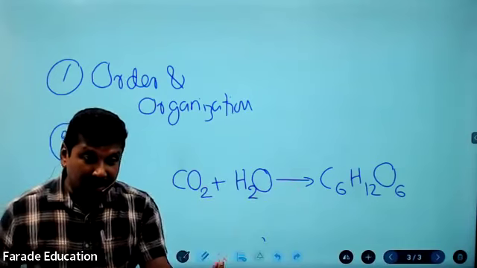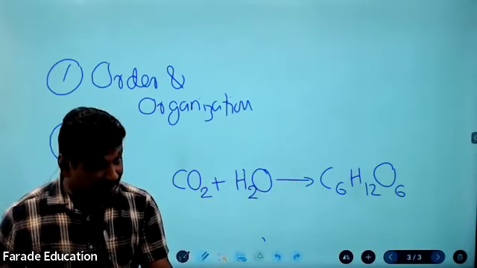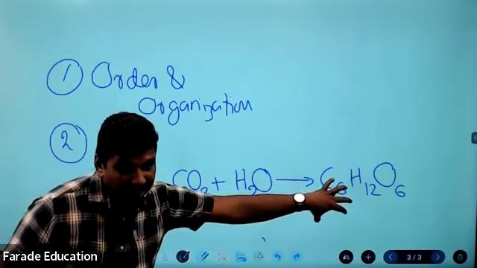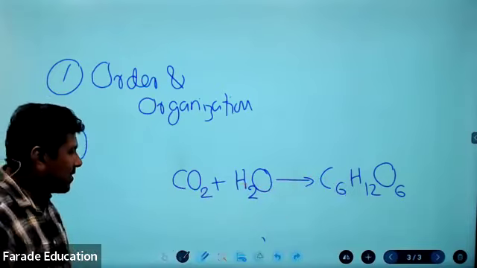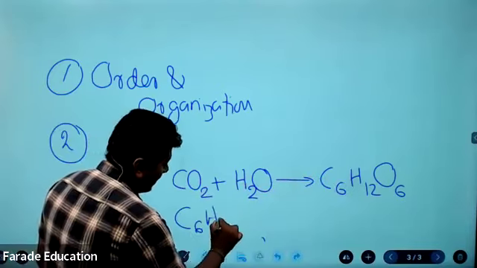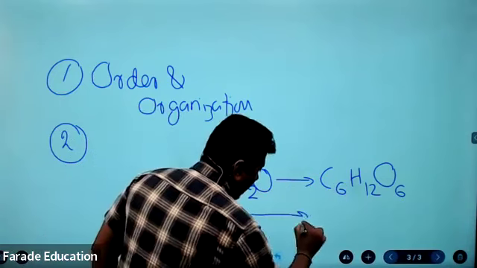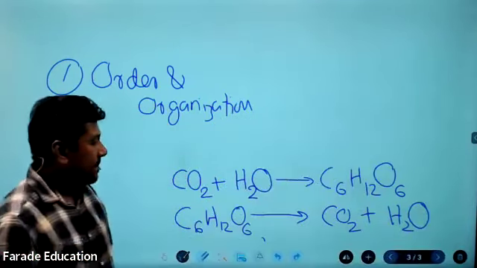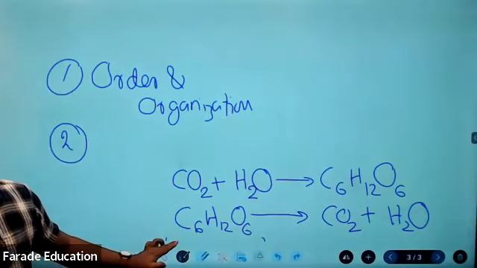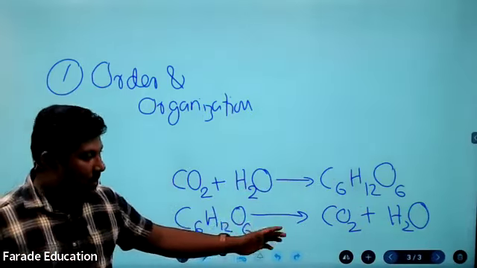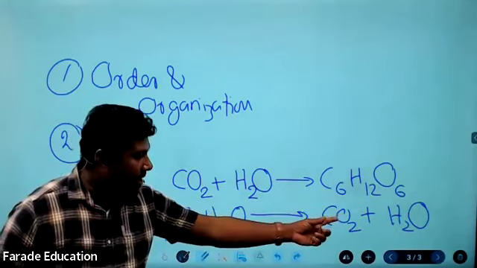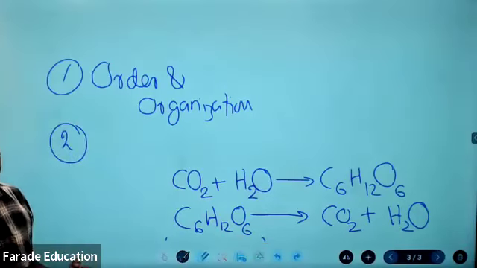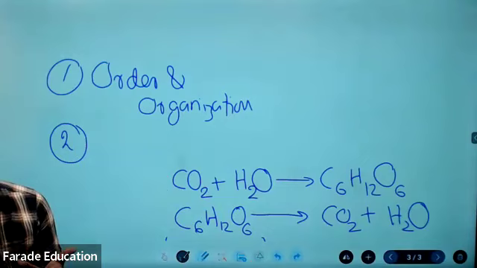What do you mean by catabolic? Not synthesis. You break down the complex molecule into simple ones, the other way around. This is catabolic. The glucose is broken down into carbon dioxide and H2O. So what is this reaction? Very good. This is cellular respiration.